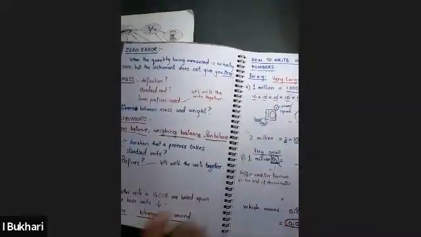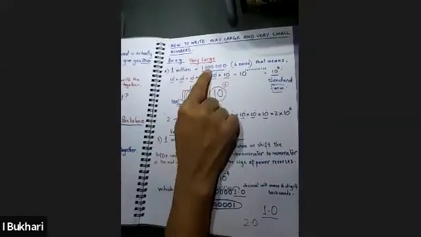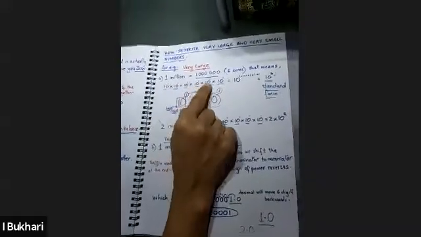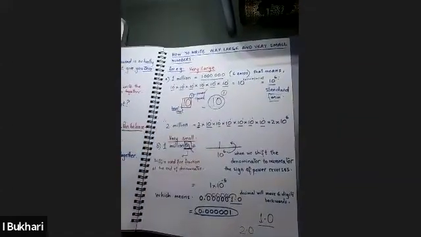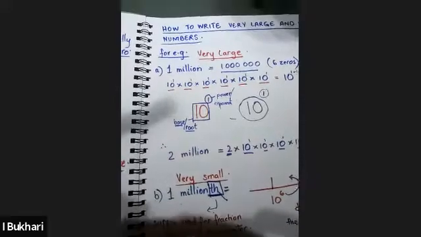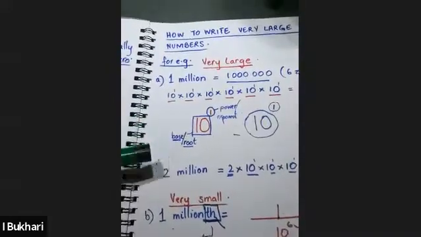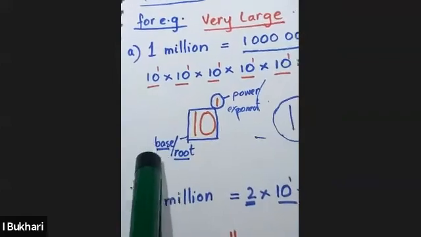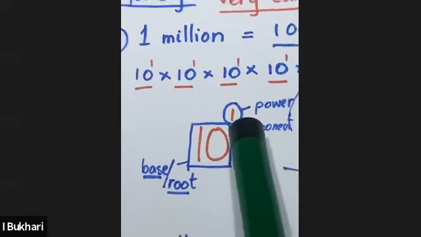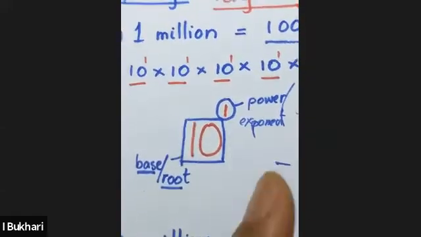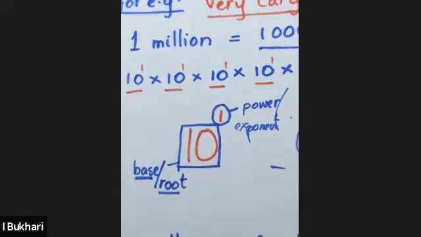1 million. Million has 6 zeros. So we can write it this way, or I told you this means that 10 is getting multiplied by itself 6 times, right? And I also showed you how we write numbers with powers. The number which has a power on it can be referred to as base or root, and the power on it is written as a superscript. Superscript is a small number that you write on the right upper corner, right?